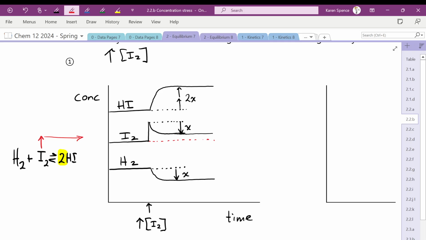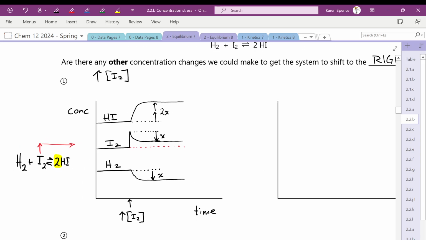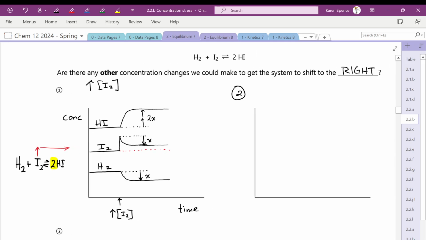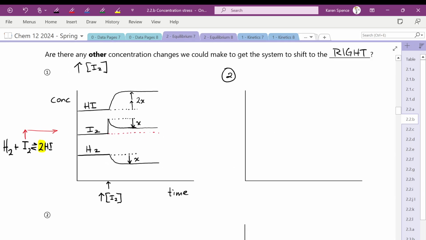If you're not finished drawing that, you can finish drawing it. If you are finished drawing it, you can think, is there any other concentration diagram, or sorry, any other concentration change that would shift the reaction to the right? Have a chat about that. If you're done drawing, you should be chatting.